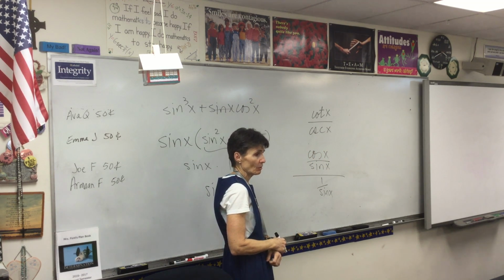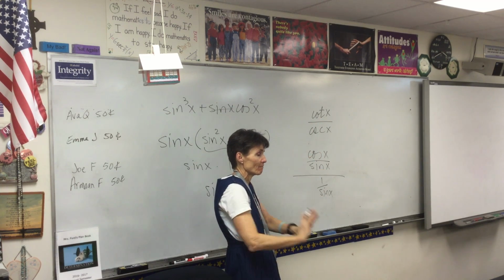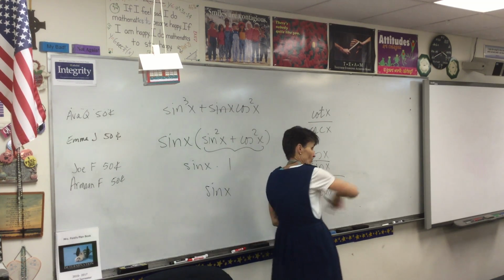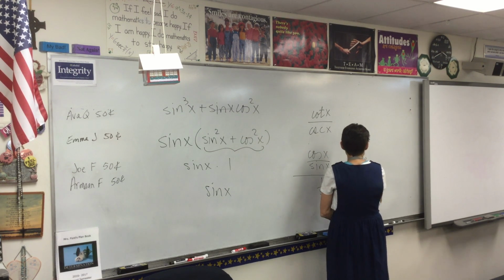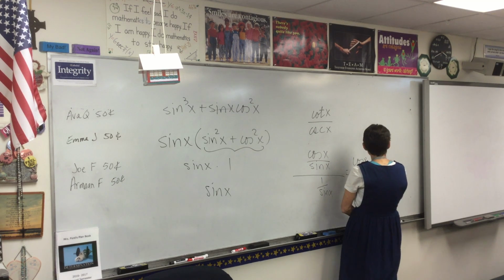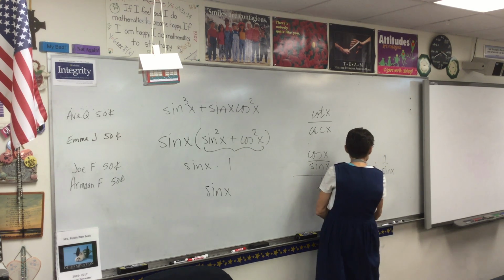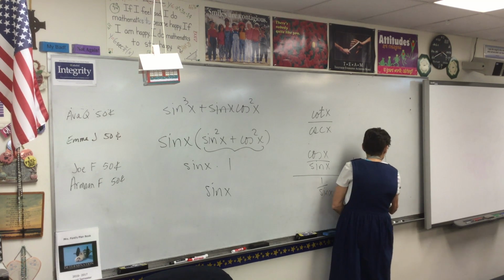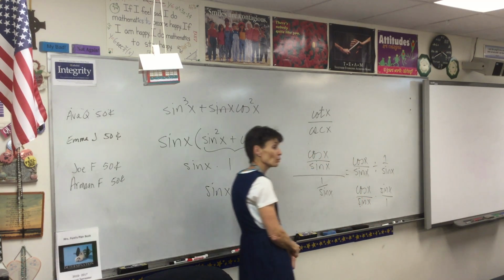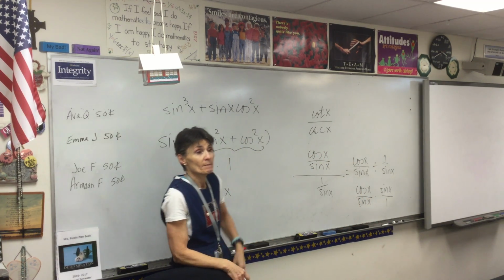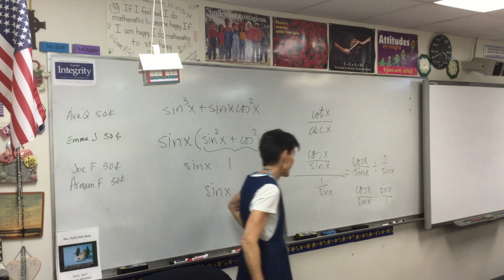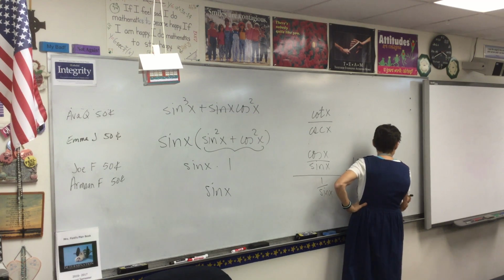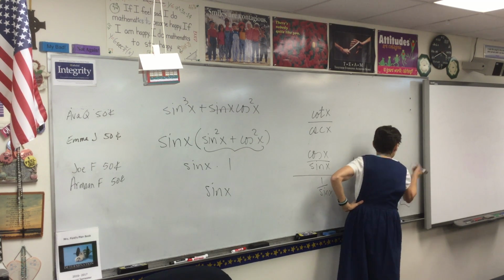How do I handle fraction divided by fraction? I invert and multiply, right? So this literally says cosine over sine divided by 1 over sine. So I'm going to turn that over: cosine over sine times sine over 1. I'm going to turn it into a multiplication problem because that's what we do when we divide fractions. Now they cancel, and the answer to this problem is cosine.